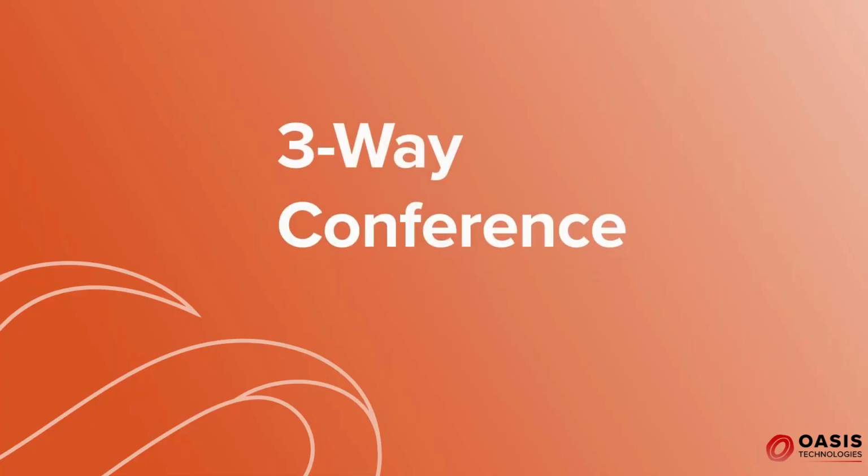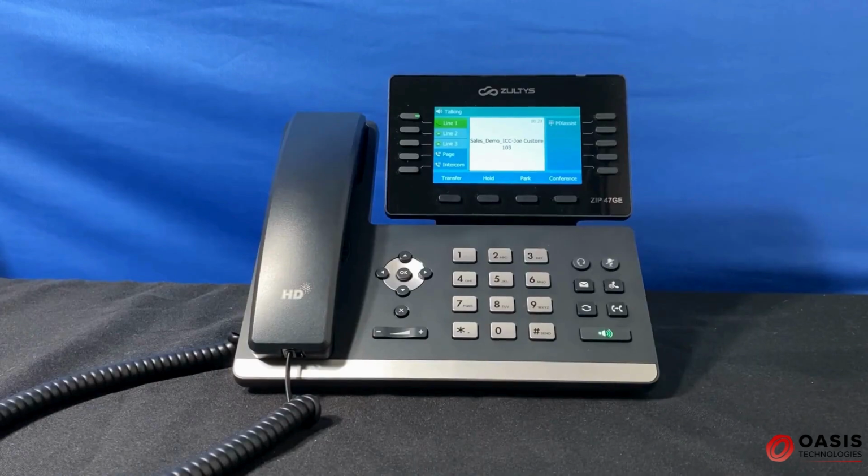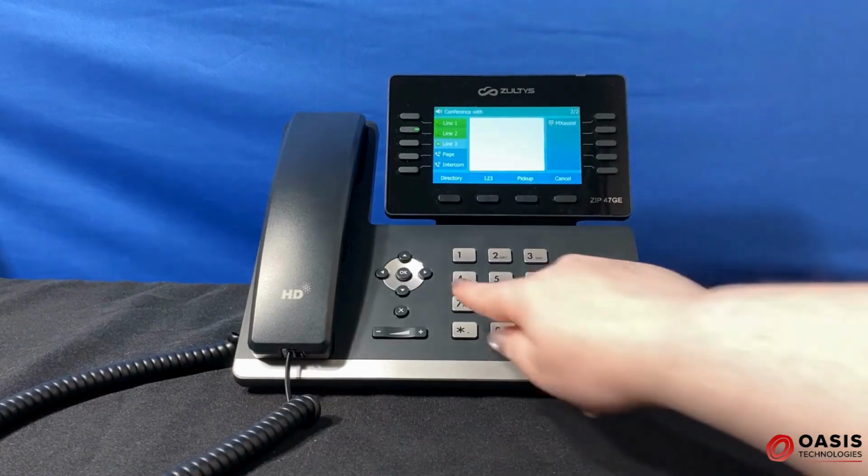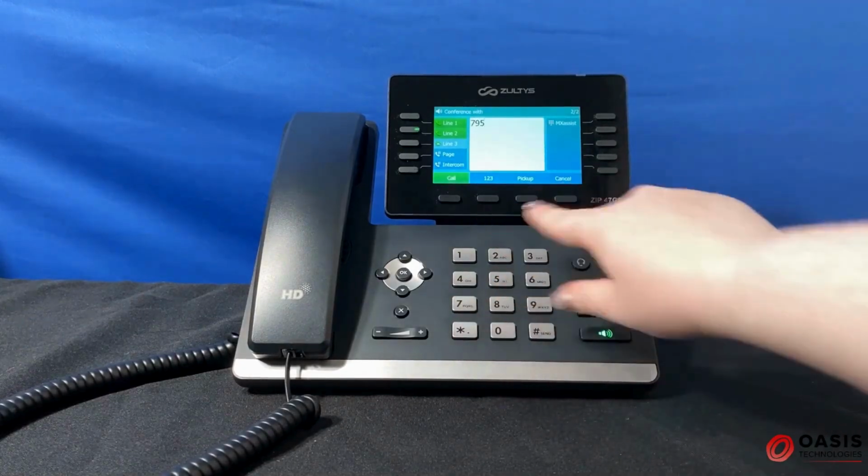For the next feature, we'll discuss how to start a local three-way conference. Let's continue with the previous example. Mr. Customer and I want to check in with the technician who is configuring his new account. I press the conference soft key. This places the customer's call on hold, just like with transfer. Then I dial the extension and hit send.